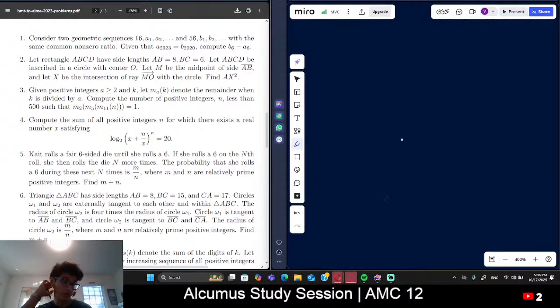Okay, Kate rolls a fair six-sided die until she rolls a 6. If she rolls a 6 on the nth roll, she then rolls a die n more times. The probability that she rolls a 6 during these next n times is m over n. Find m over n and then put it in this format.